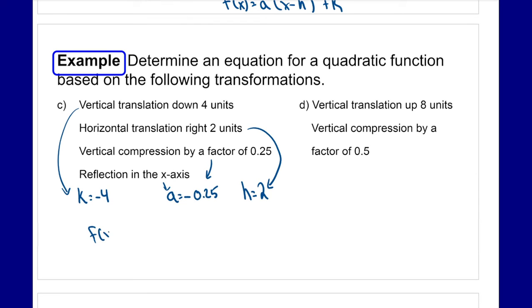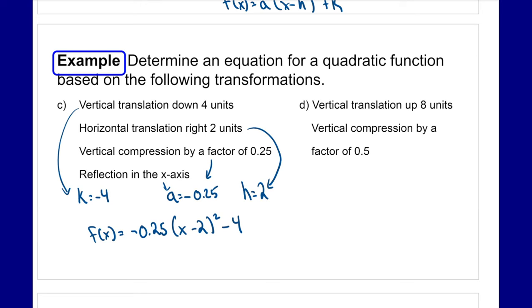Now I have enough information, I've figured out all my transformations. I'm going to put those values into that general form. So negative 0.25 times x minus 2, squared, minus 4. And that is the equation for our quadratic function with those transformations.